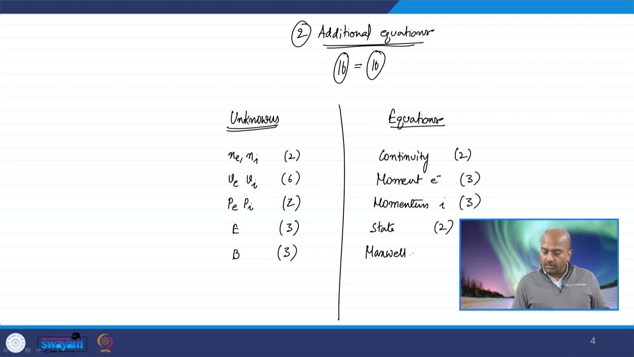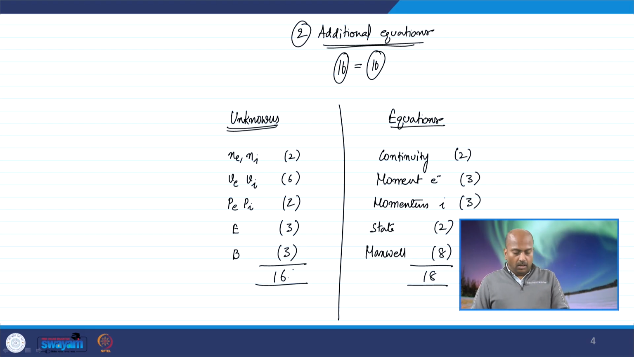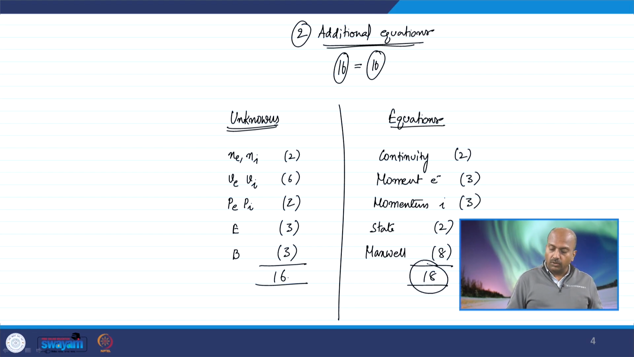we have how many Maxwell equations? Maxwell equations are 4, out of which 2 are vector equations, so that becomes 6 plus 2 becomes 8. So in total we have 18 equations, and in total we have 16 unknowns, right? Now it becomes important that we try to reduce the number of equations so that it matches the number of unknowns, because we want a consistent behavior that can be derived from the governing equations.